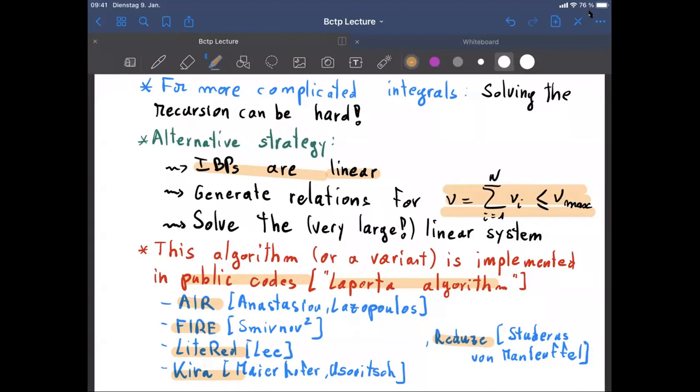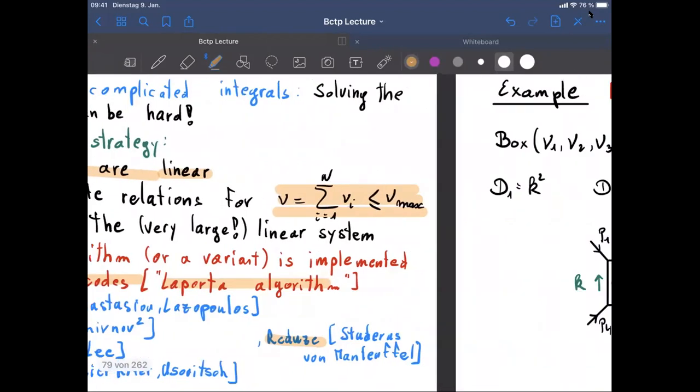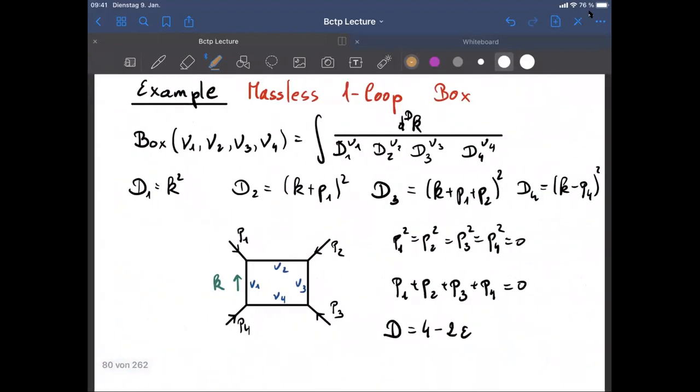Good. So let's look at another example, which is a bit more complicated than the bubble that we looked at. We'll not go through it in detail. We'll just discuss it, also because we will use this as the example in the rest of the lecture for other things. So the example is the one-loop four-point function.